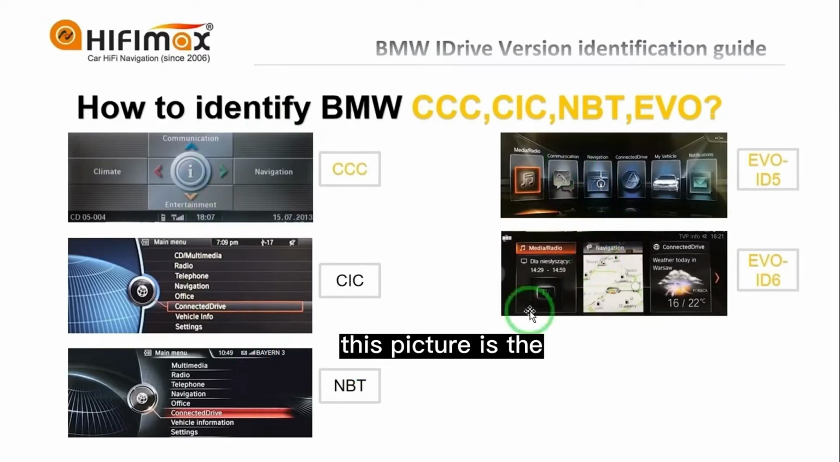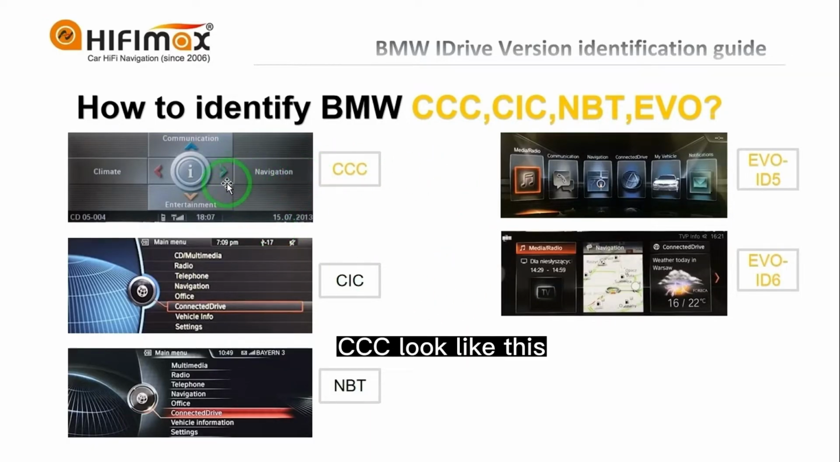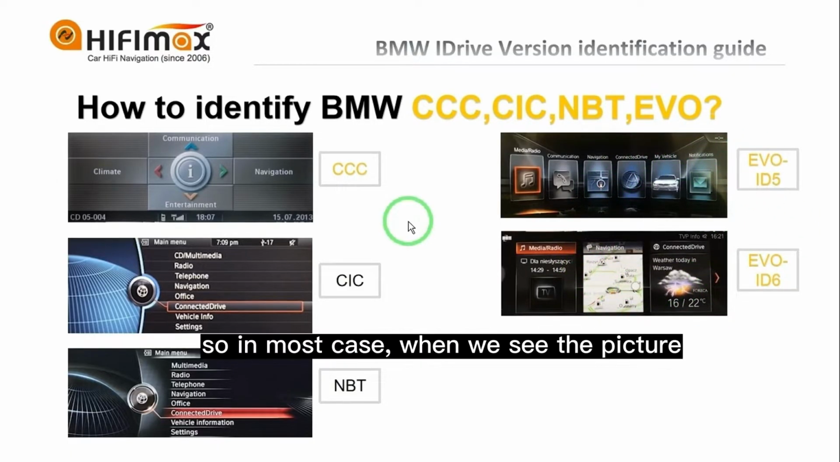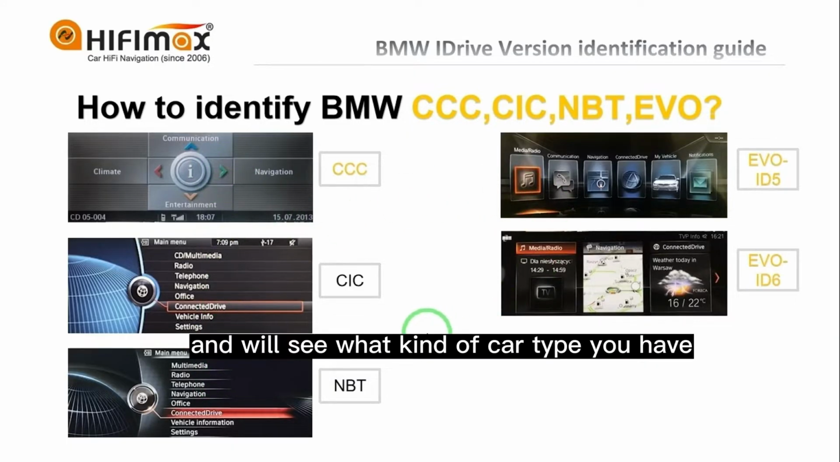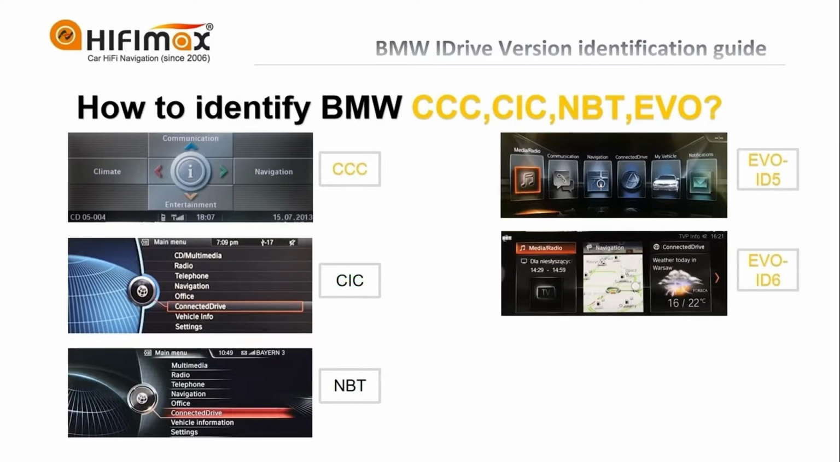This picture is the main menu for the BMW iDrive system. CCC looks like this. CIC, NBT, and EVO have ID5 and ID6 here. They belong to the EVO system. So, in most cases, when we see the picture of the main menu, we can tell what kind of car type you have. Now, let me show you one by one.